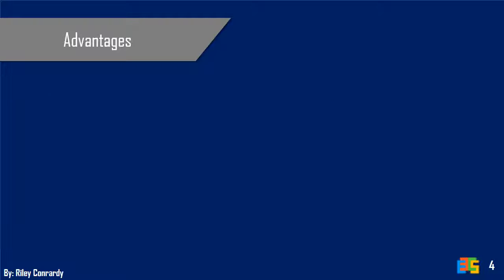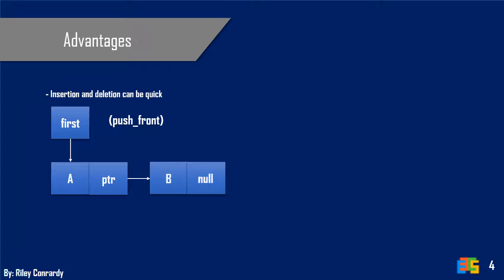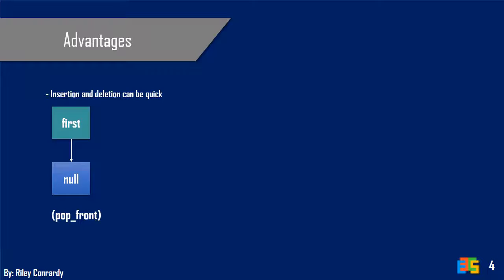Linked lists also have several advantages. Unlike arrays and vectors, there is no need to copy all the elements once it reaches its max size. Insertion and deletion can be quick. As seen in the insertion function below, a new element is created, to which the first pointer now points. This element points to the previous first pointer.